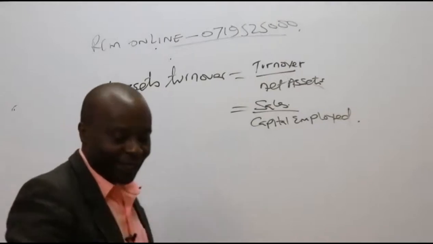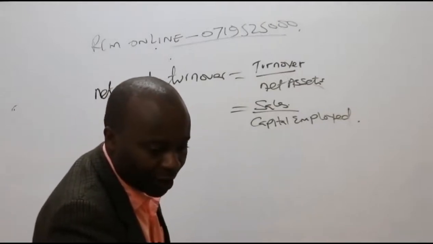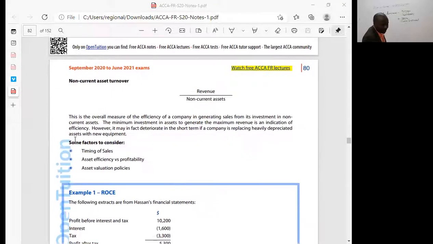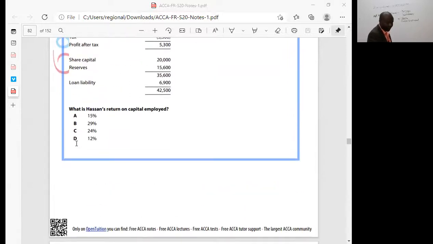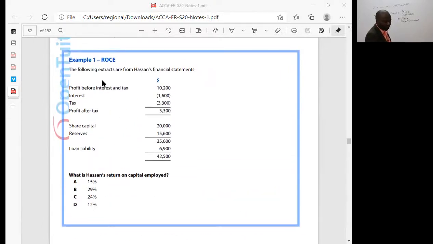So that is quite important. Let's look at an example. How do these things apply? If you're given this kind of question, you can see we have profit before interest and tax of 10,200. We have interest, tax, and profit after tax. Then we have share capital, reserves, and loan liability. They want us to give them Hassan's return on capital employed. So how do we get return on capital employed?